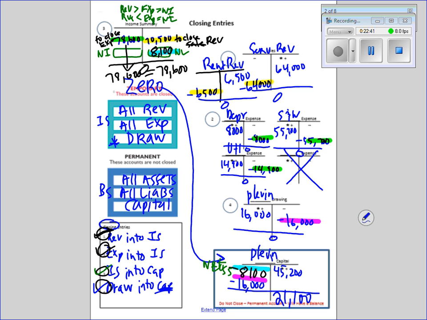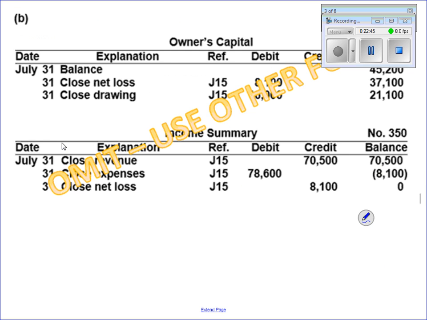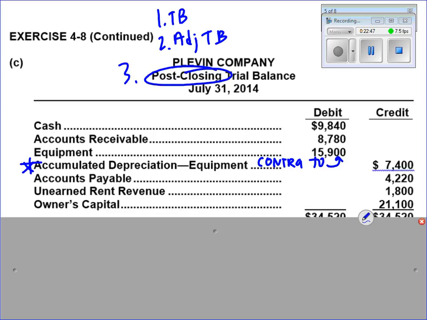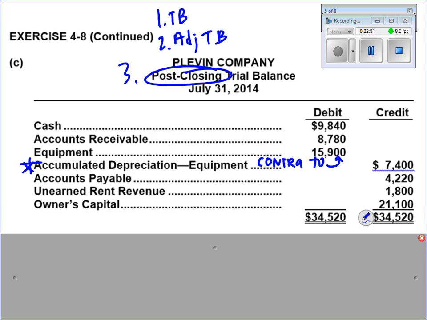The adjusted trial balance told a different story. But because we closed, we're going to see the $21,100 as the balance. Why did it stop there? Why did it stop after capital? What about drawings and revenue and expenses? We closed them. They don't have balances anymore. They all got dumped into capital.